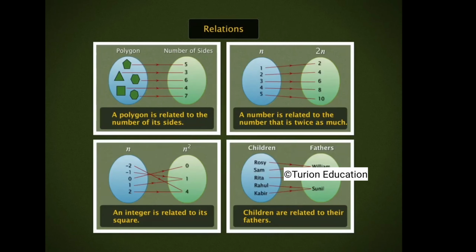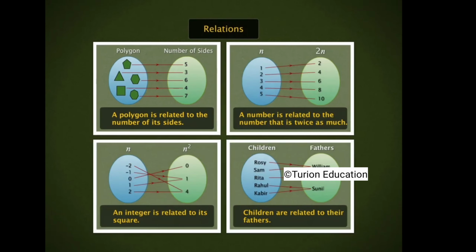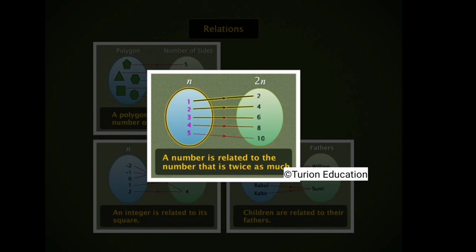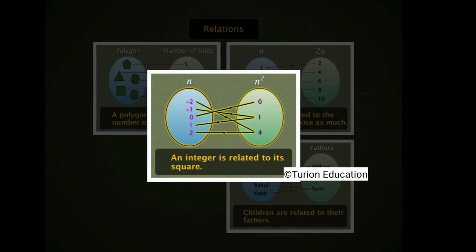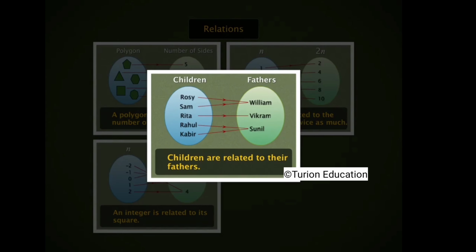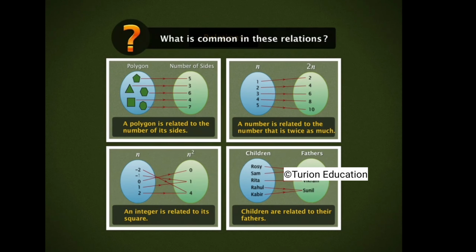Consider the four relations shown here. The first one relates a polygon to the number of its sides. The second one relates a natural number to the number that is twice as much. The third one relates an integer to its square. And the fourth one relates children to their fathers. Look carefully at the four relations. Did you notice anything common to all these relations?